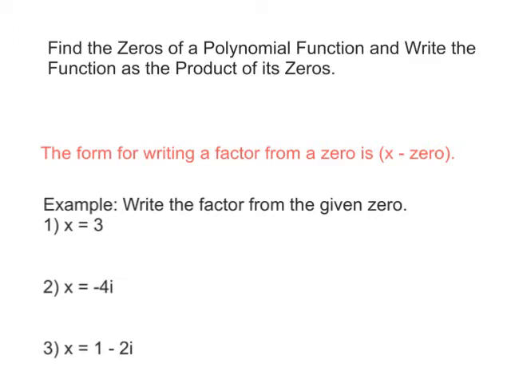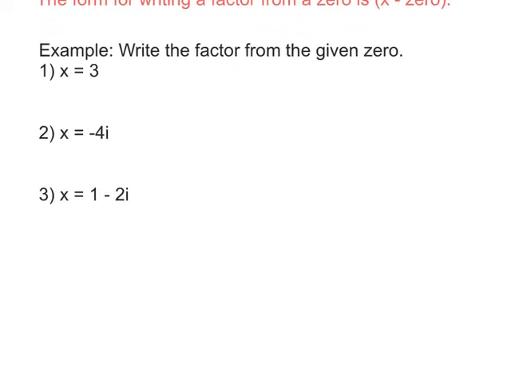So let's look at this example right here. Write the factor from the given zero. If our zero is x equal to 3, we need to write a factor with 3 as the zero, okay? So what we need to do is write x minus that zero. Well, the zero is 3, so 3 is what we put there. So x minus 3 is the factor from the zero of 3, okay?